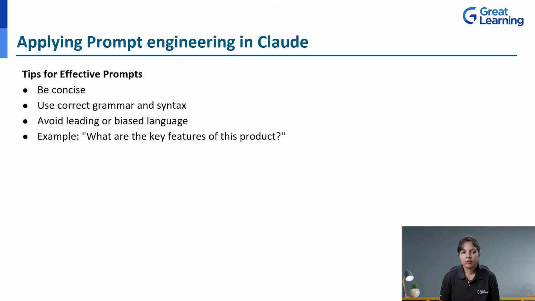Okay, so once again, what are the tips for an effective prompt? The first one is be concise. Now, as I said, you have to mention everything: what is the input, what is the context, what is the output, and certain adjectives if you want your output to have those features. But at the same time, you have to be concise. You don't have to write a whole story behind it. Be very concise with what you expect from Claude.